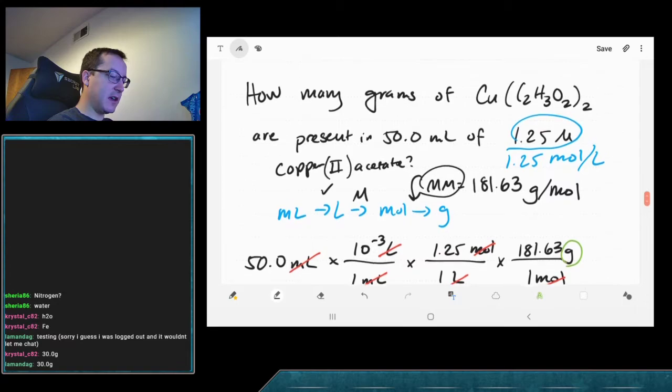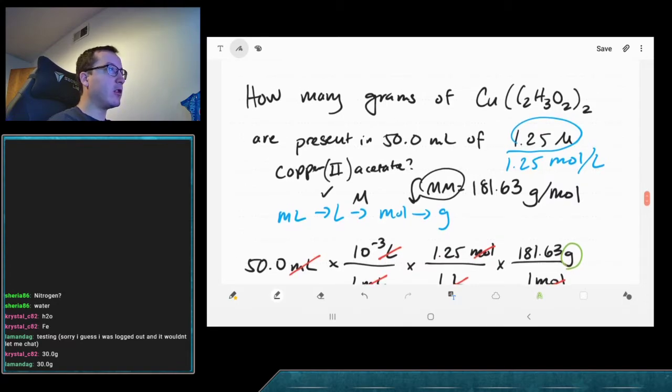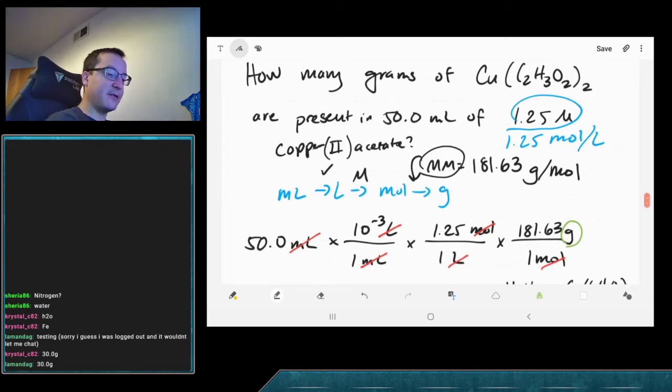So again, just a word problem here. You could have solved it using the moles per liter formula and then done your molar mass afterwards. I'm always a fan of doing it in this concise unit conversion type of pathway. But if you like to use the formulas, totally okay. Go right ahead.